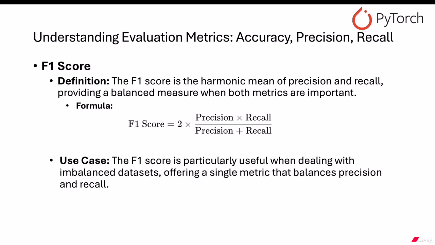F1 score. The F1 score is the harmonic mean of precision and recall, providing a balanced measure when both metrics are important. The F1 score formula is F1 score equals 2 times precision times recall divided by precision plus recall. Use case: the F1 score is particularly useful when dealing with imbalanced datasets, offering a single metric that balances precision and recall.